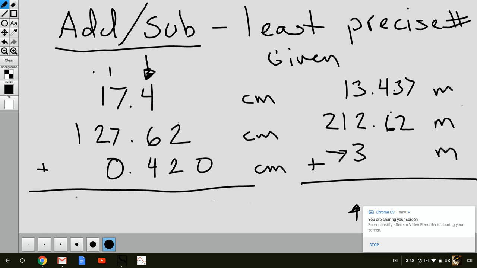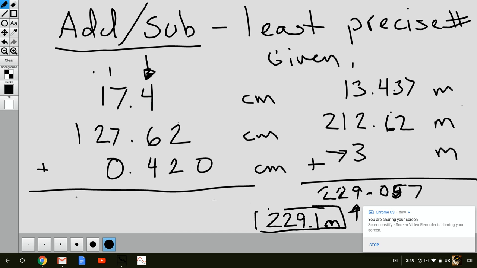So when we add all this up, we get 7, we get 5, we get 0, that's a 5. Carry the 1, that's a 9, and then 2, and a 2. When we round this, the 5 is going to round the 0 up, so the answer we should record should be 229 meters. Circle the answer you want me to grade. All right, so those are two examples of addition-subtraction.